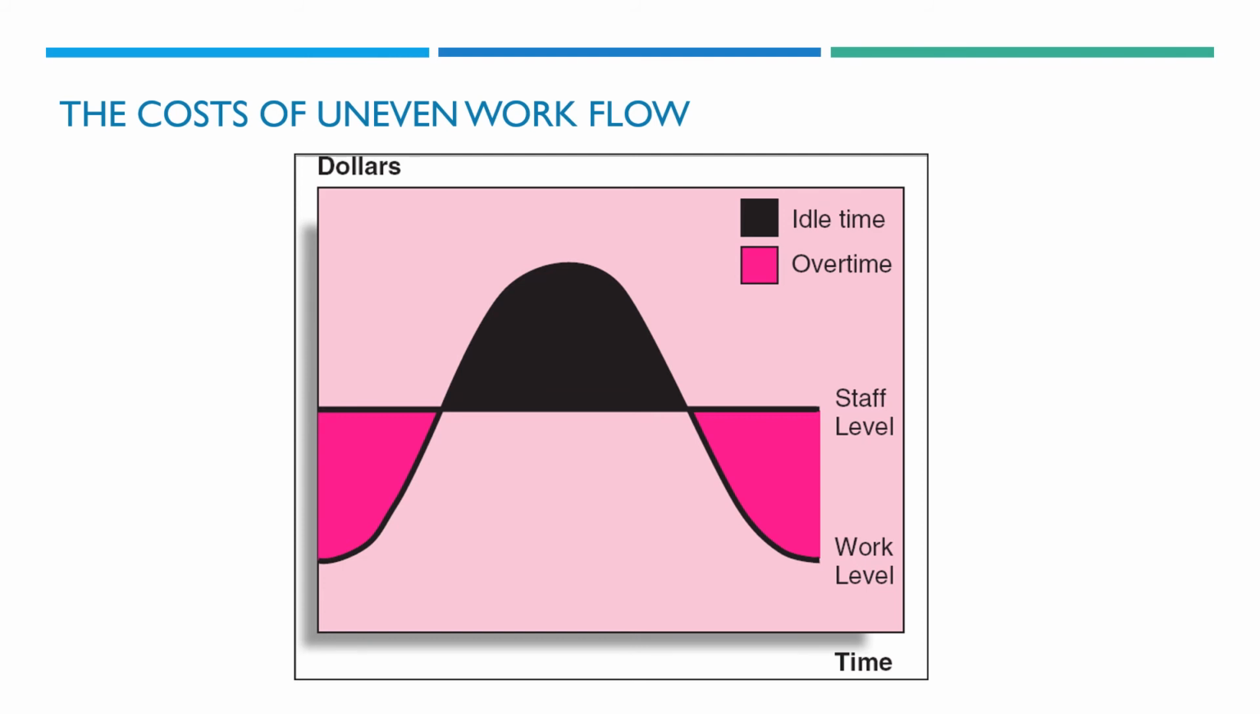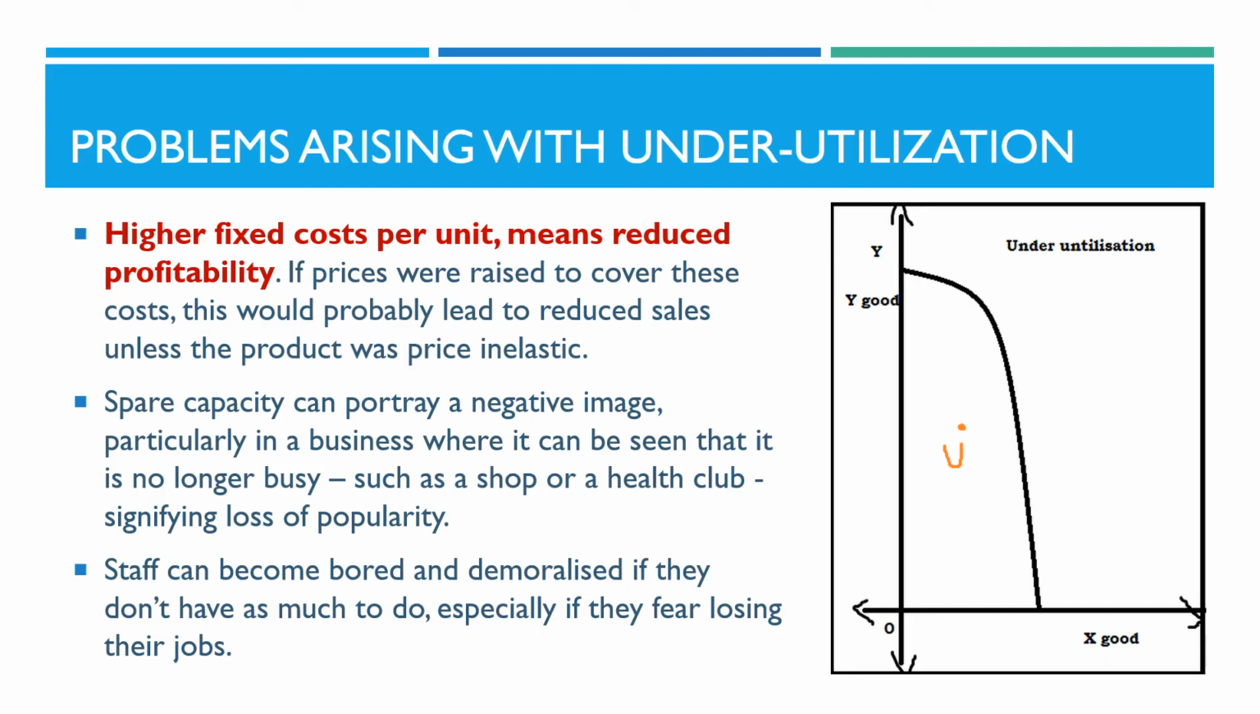The same principle applies to plant and equipment utilization, which, when lying idle, can tie up the company's capital and can negatively impact a firm's balance sheet. Higher fixed costs per unit means reduced profitability. If prices were raised to cover these costs, this would probably lead to reduced sales unless the product was price inelastic. Spare capacity can portray a negative image, particularly in a business where it can be seen that it is no longer busy, such as a shop or a health club, signifying loss of popularity. Additionally, staff can become bored and demoralized if they don't have as much to do, especially if they fear losing their jobs.